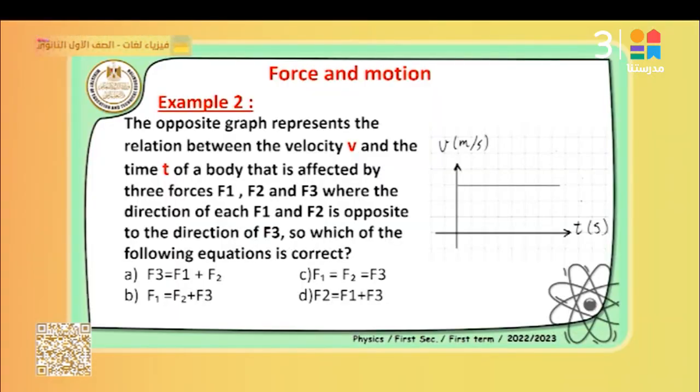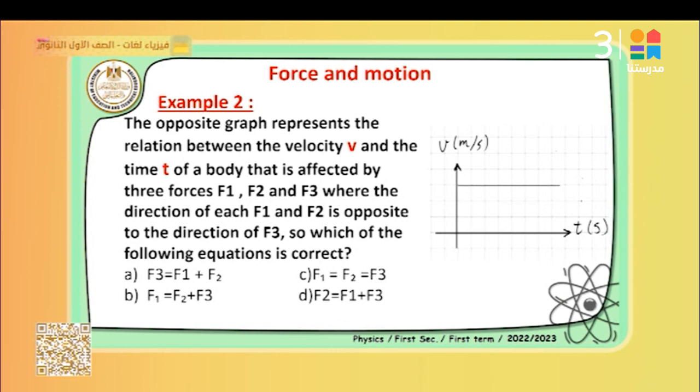For example 2, if you have this graph, you have a velocity on the y-axis and the time on the x-axis. We have here an object affected by 3 forces, F1, F2, and F3, where F1 and F2 are in the opposite direction of F3. So which of the following equations is correct?